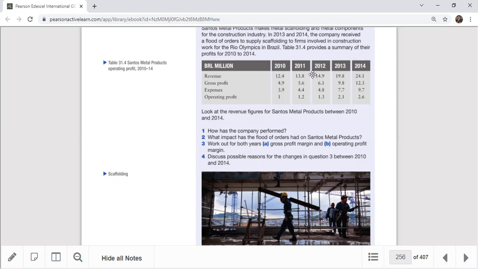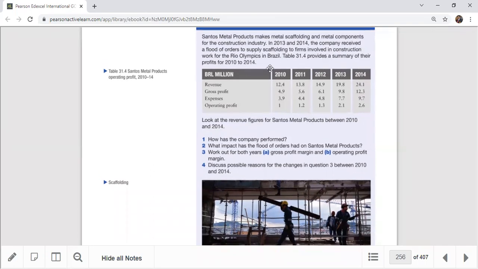Right, and then for the Rio Olympics, they got a huge order for their metal components, because construction equipment like scaffolding and metal components were in huge demand, especially when they were working with the Rio Olympics in Brazil during 2010 to 2014, because they were targeting that Rio Olympics in 2014. When the demand is increasing, they had to prepare from the beginning. From the past couple of years, they were planning, and as a result of that, they got huge orders. You'll see how you can answer like this.